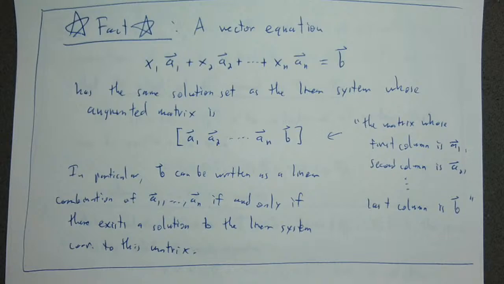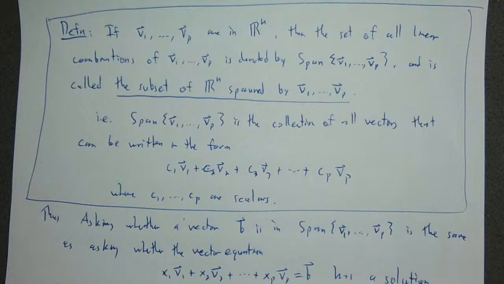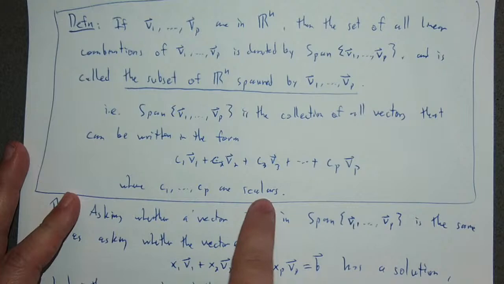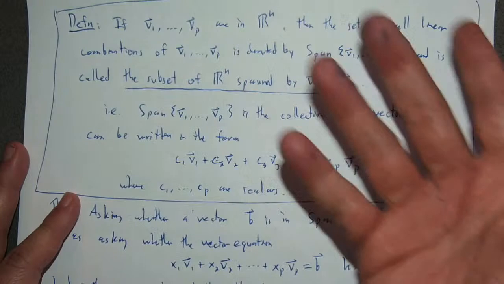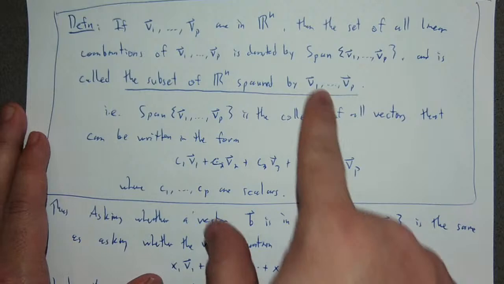Now, as I said at the end of class yesterday, there's one more thing I wanted to talk about when it came to span. If you had a set of vectors in Rn, a linear combination of vectors looks like this. These C sub i's are real numbers. They're your scalars, the weights of this linear combination. The set of all linear combinations of some set of vectors is called the span. This is called the subset of Rn spanned by those vectors, and it is the set of all vectors that can be written in this form.